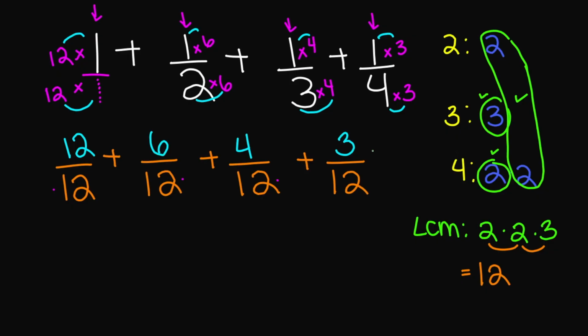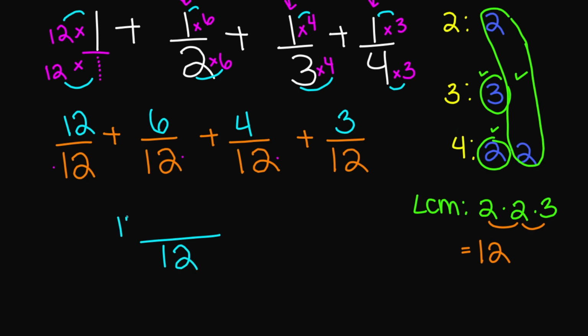Now that my denominators are the same, we can add our numerators. So I'm going to add 12 plus 6 plus 4 plus 3 in our numerator. So our numerator is going to be 25, and then our denominator here is going to be 12. Now, by looking at this example, this is an example of an improper fraction. So let's convert this into a mixed number.